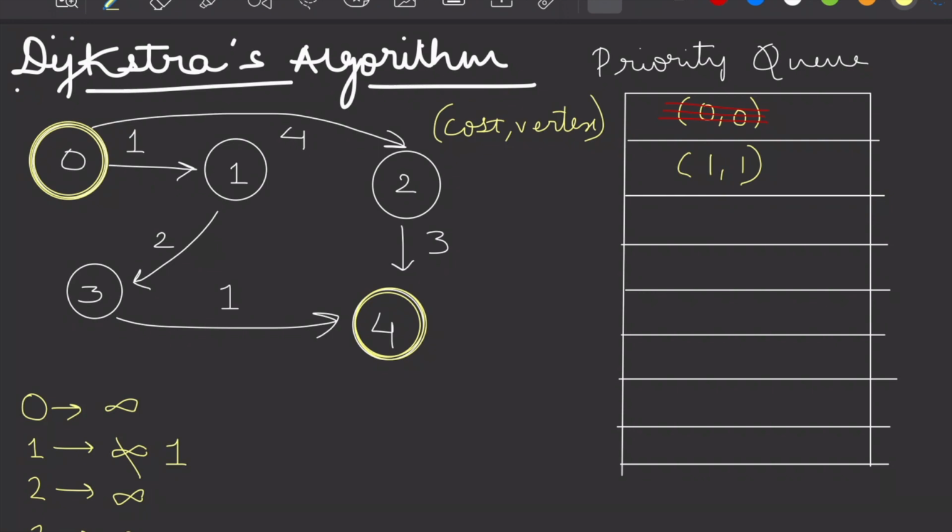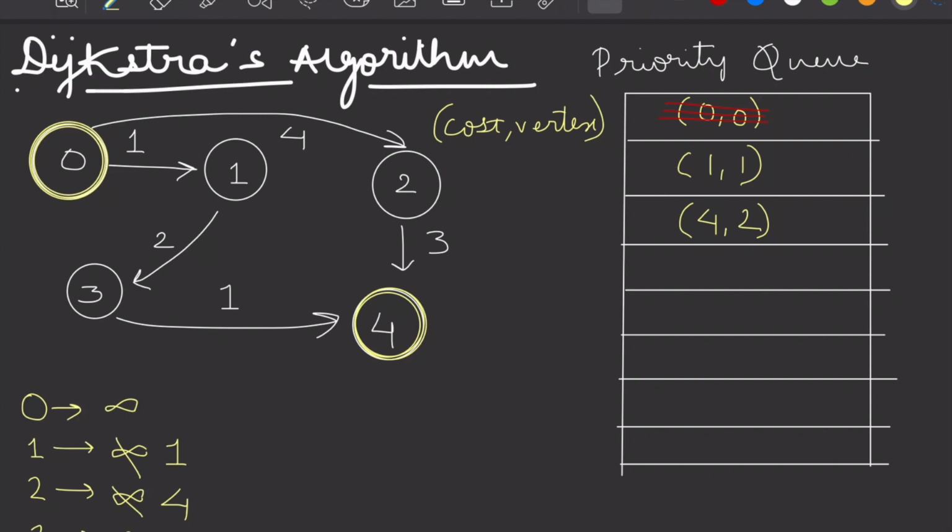So we have 2. We can reach 2 from 0, and the cost for that is 4. Is it lesser than what we already have, which is infinity? Yes, we do. So we're just going to update it as 4, and put in the cost 4 to reach 2. All right. Any other neighbors? No, we only have these 2.